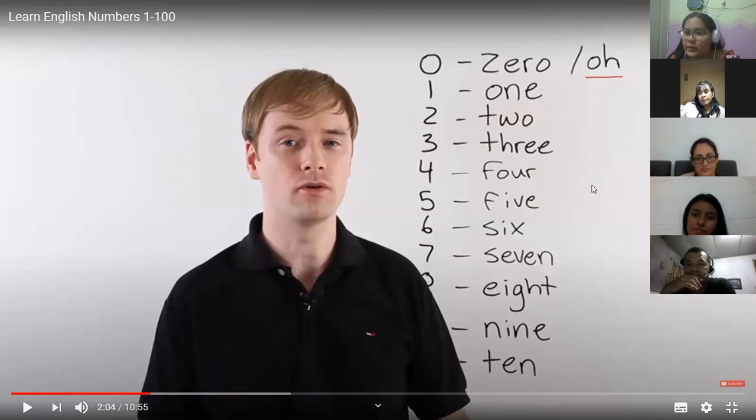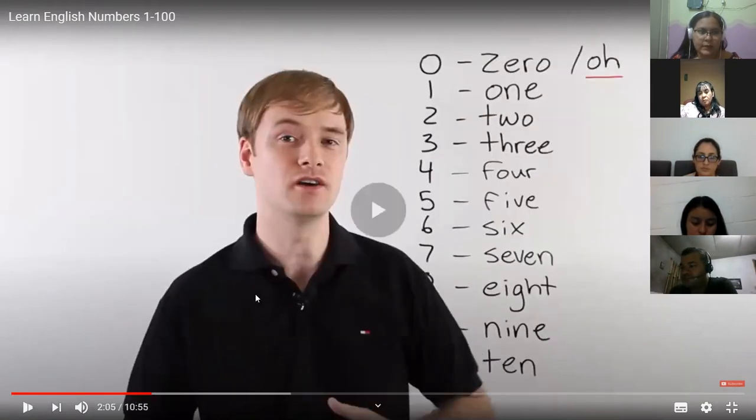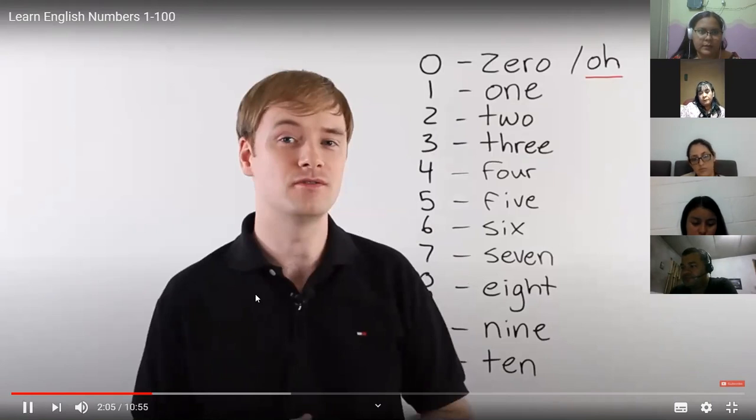Four, five, six, seven, eight, nine, and ten. Now the first number is zero. You can say zero or you can say oh. So we have two possibilities. Zero, oh. Okay. Let's continue with the next set. On to the next set of numbers.